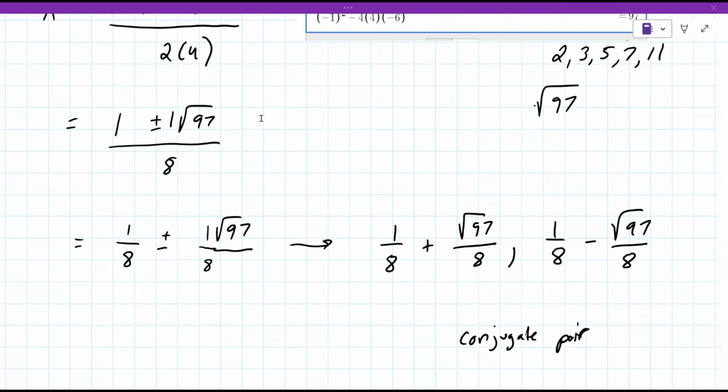And then we'll do plus square root of 97 over 8. And then we'll enter in this next one. Now, the next two will be a little bit more complicated than this one is, just because they have irrational numbers in them.